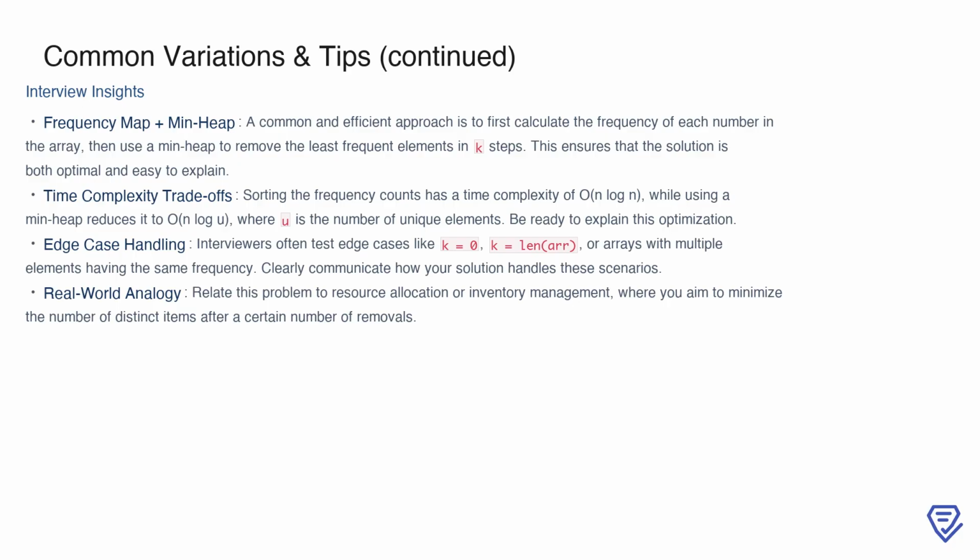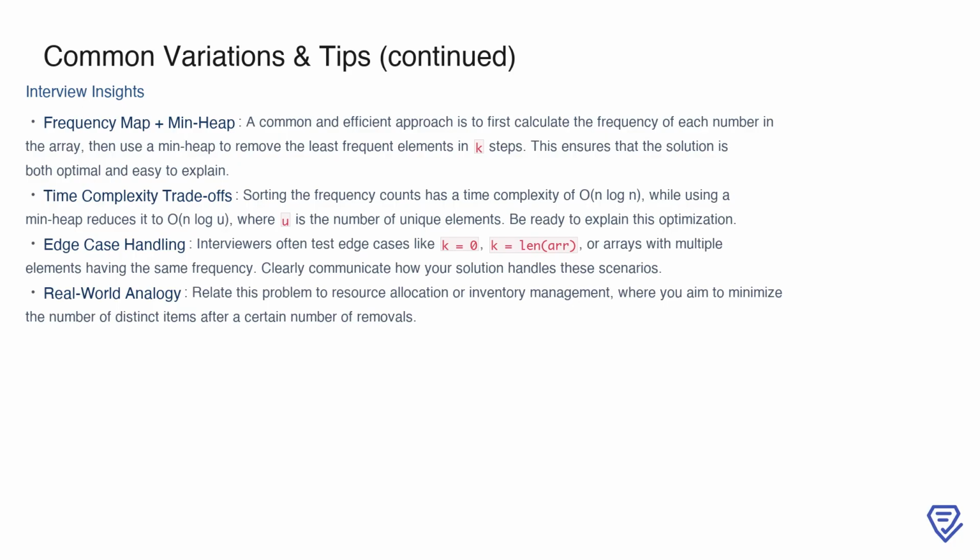It's also important to understand the trade-offs in time complexity. Sorting the frequency counts has a complexity of n log n, whereas using a min heap reduces this to n log u, where u represents the number of unique elements. Make sure you can explain this optimization clearly.